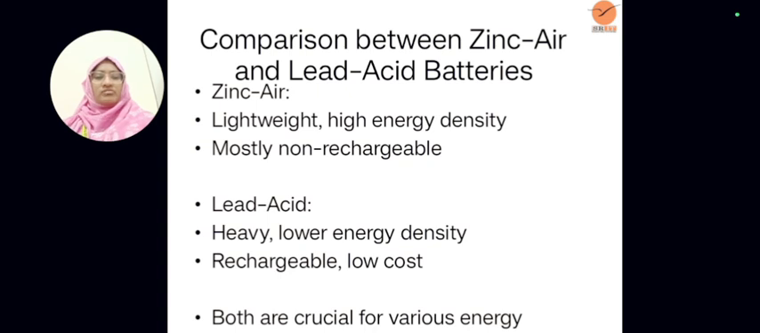We can use the lead acid battery many number of times by charging it and reusing. That's why, by recharging, it is lower energy density. Without recharging it is high energy density. Lead acid battery is low cost. Both these batteries are crucial for various energy needs.